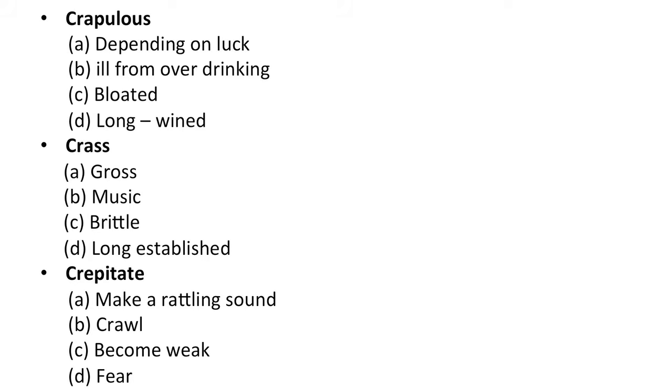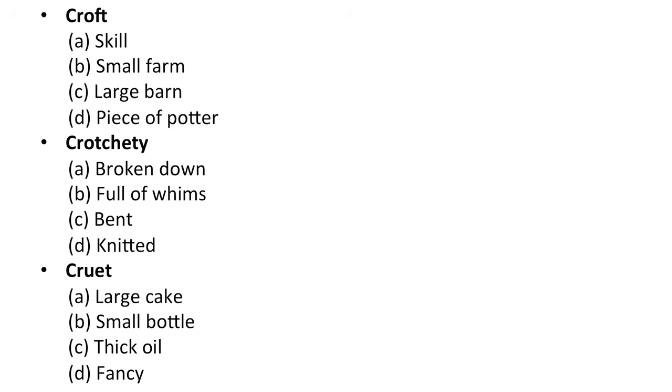So, first word, crapulous: A, depending on luck, B, ill from overdrinking, C, bloated, D, long-winded. Crass: A, gross, music, brittle, long established. Next is crepitate: make a rattling sound, crawl, become weak, fear. Next slide. Croft: a skill, a small farm, large barn, and piece of pottery.